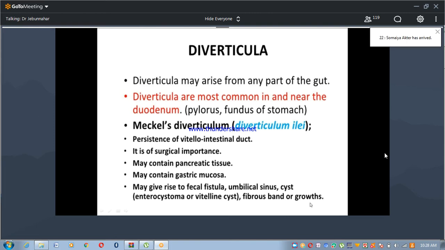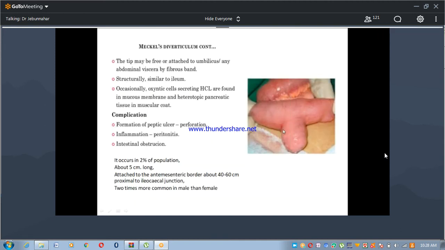There may be fibrous band or abnormal growths. These are the fates of the Meckel's diverticulum or vitellointestinal duct. So this is the vitellointestinal duct or the diverticulum. The tip of the Meckel's diverticulum may be free or attached to the umbilicus or any abdominal viscera by fibrous band. So structurally, this is similar to the ileum.